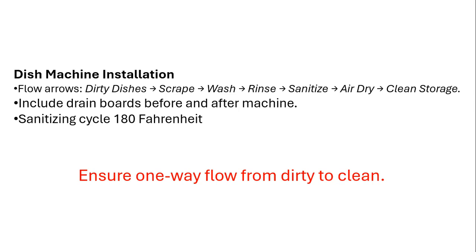So whether this is a dish machine or the 3-pot sink, we should be making sure that nothing can come back to recontaminate something that's going in that direction, right? We start from the left and go to the right, or we start from the right and go to the left, depending on how the machine's set up. But everything should always go in one direction, including drain boards before and after the machine as well. And then the sanitizing cycle on that hot dishwasher should be 180 Fahrenheit. Ensure a one-way flow from dirty to clean.